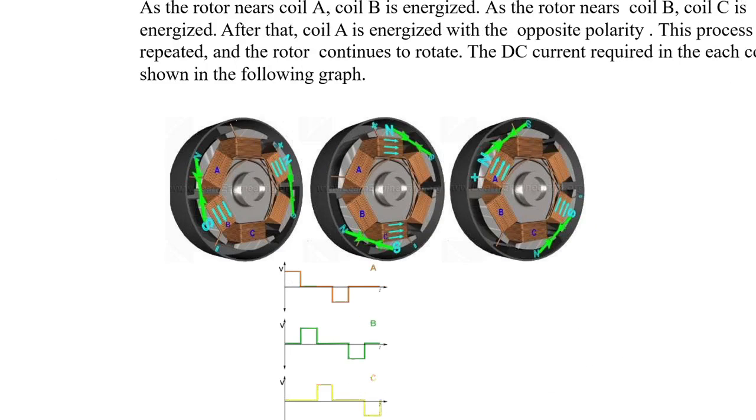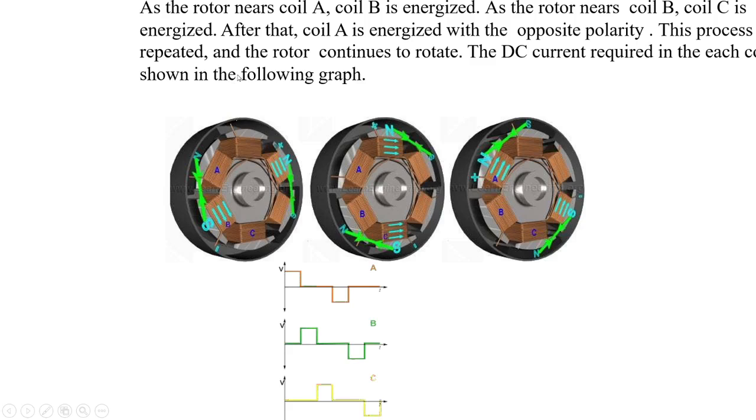As the rotor nears coil A, coil B will be energized, and when the rotor is near coil B, coil C will be energized. After that, coil A is energized with the opposite polarity. This process will be repeated and the rotor continues to rotate. The DC current required in each coil is shown in the following graph. Here in this graph we can see how voltage is produced at A, B and C.